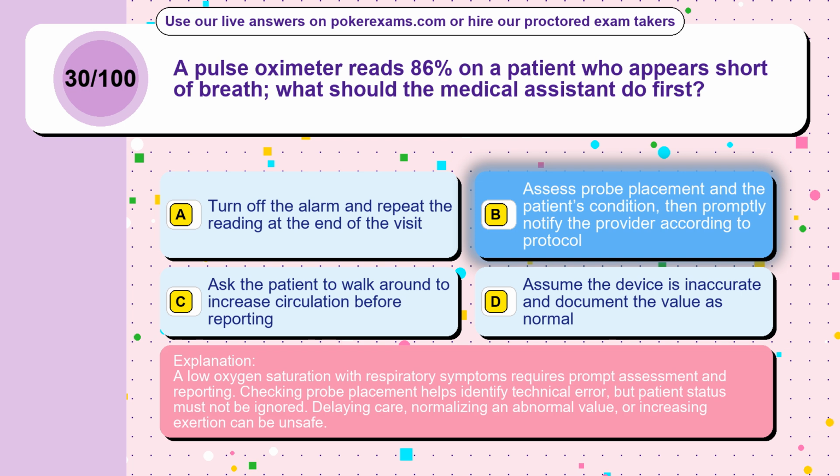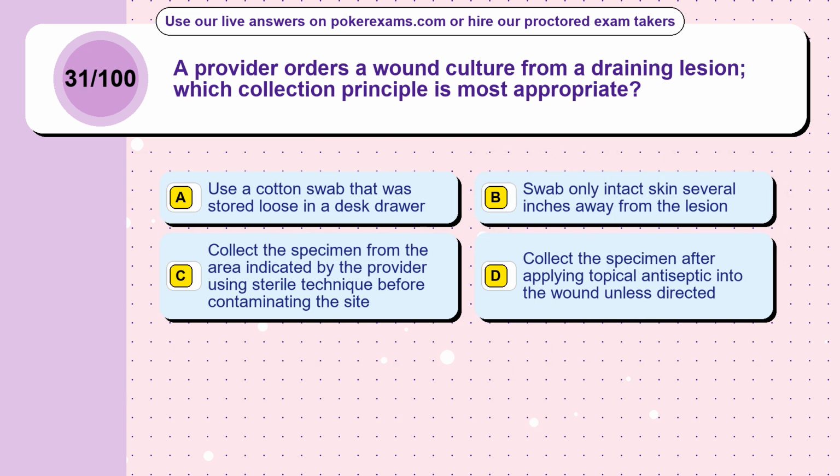A low oxygen saturation with respiratory symptoms requires prompt assessment and reporting. Checking probe placement helps identify technical error, but patient status must not be ignored. Delaying care, normalizing an abnormal value, or increasing exertion can be unsafe. Question 31. A provider orders a wound culture from a draining lesion. Which collection principle is most appropriate?